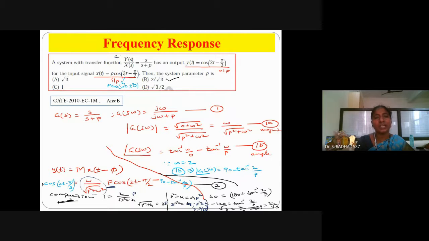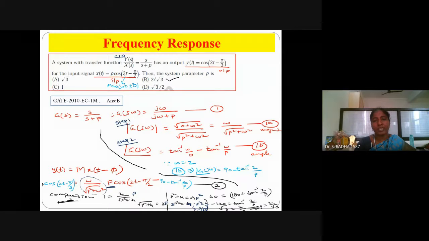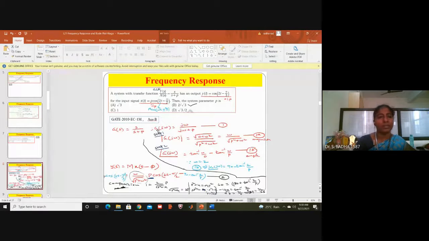G of s is the transfer function. From the transfer function, in step 1, we have calculated magnitude. Step 2, we have calculated phase angle. And we are using both of these to make equation 2. After getting equation 2, just the comparison on both sides. Whether you compare magnitude or phase angle, the P value is coming as 2 by root 3. So now I think any problem of this model you will be able to do.